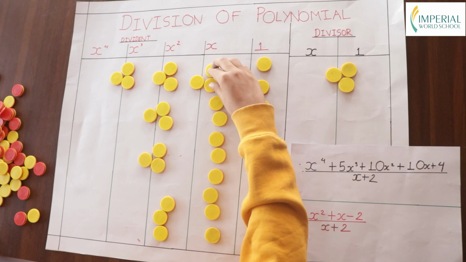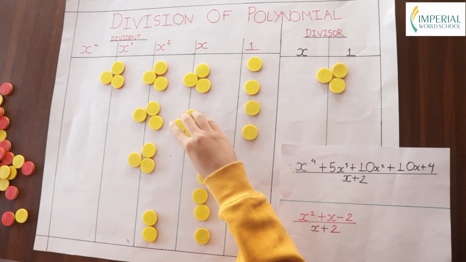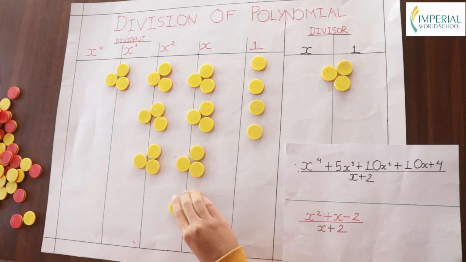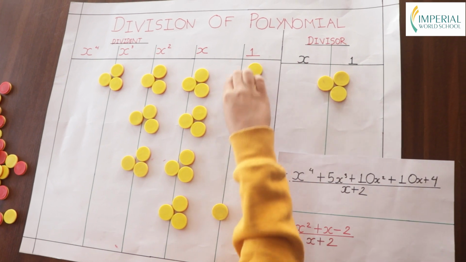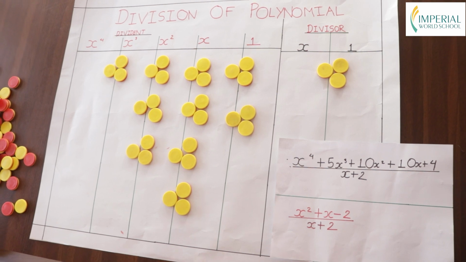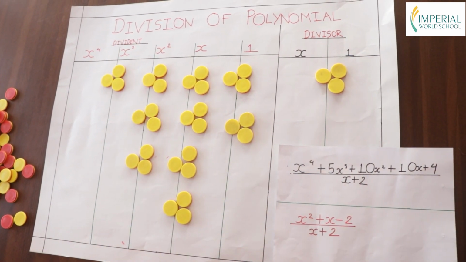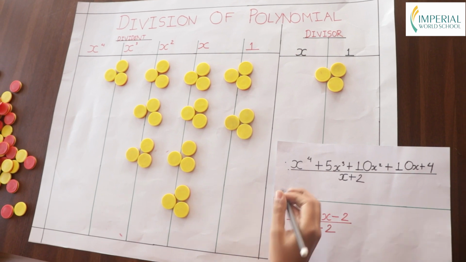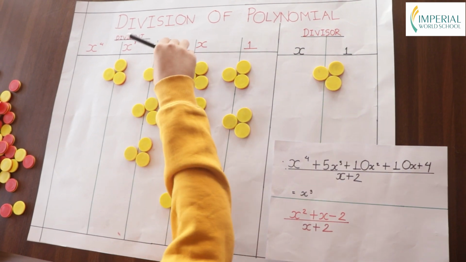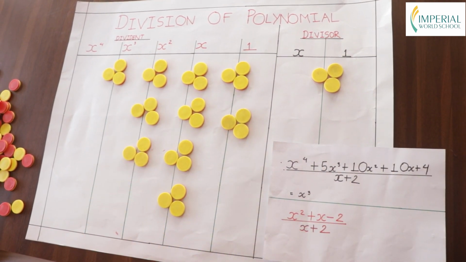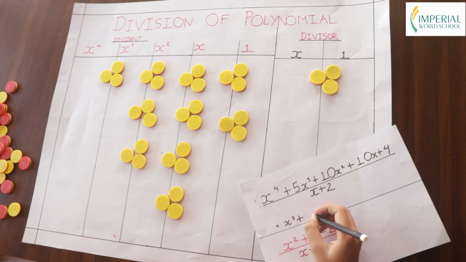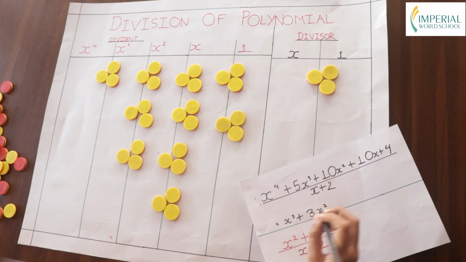Now moving on, we have 4 such patterns in the x section and 2 in the constant section. So as you can see, in the x cube we have 1 pattern, so I'll be writing 1x cube. Again, in the x square section we have 1, 2, 3. We have 3 counter patterns in the x square section, so I'll be writing 3x square.